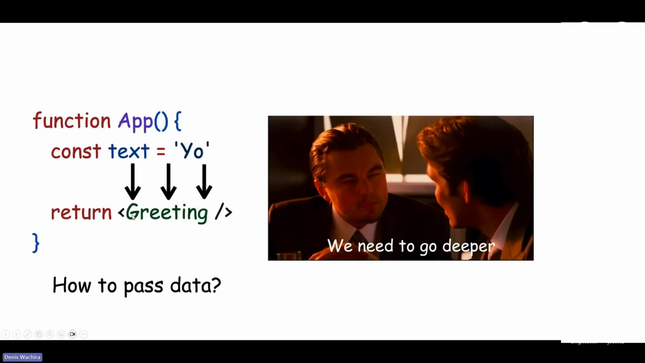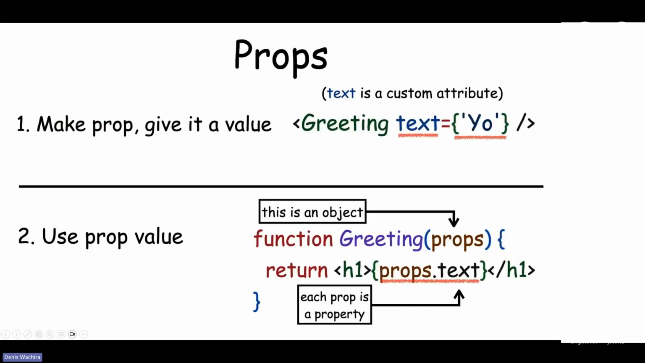But we need to pass some text to this component, or the properties on this component. So how do you pass this data? So the first thing is to make a prop and give it a what? A variable. So we have this component, like you define that function.